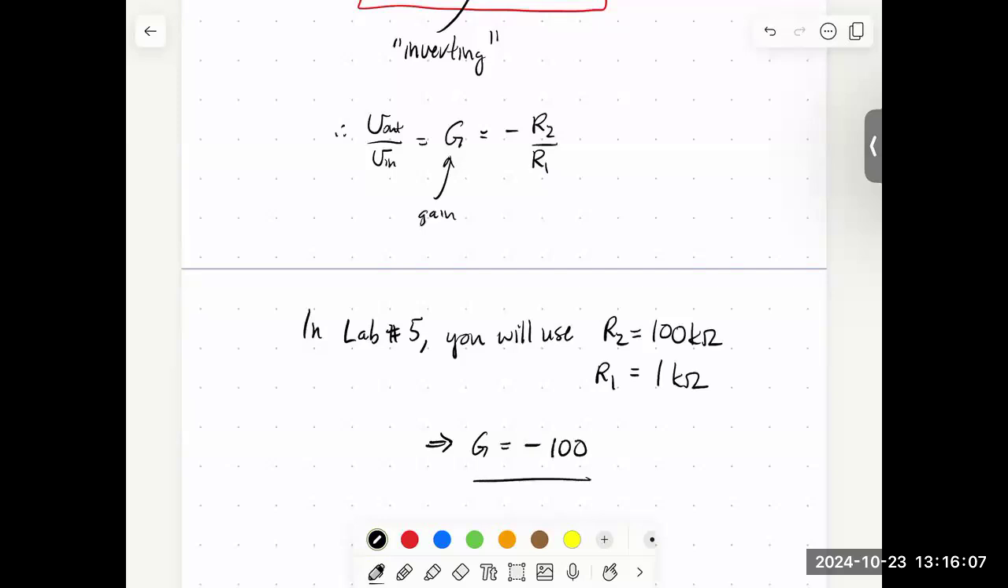So if you put in a voltage at your input of, say, 10 millivolts, what you're expecting to get at the output is minus 100 times that. So 10 millivolts times 10 would be 100 millivolts, times another 10 would be a volt. And then with a minus sign, we'd get minus 1 volt. So for V in is plus 10 millivolts, the output would be minus 1 volt.